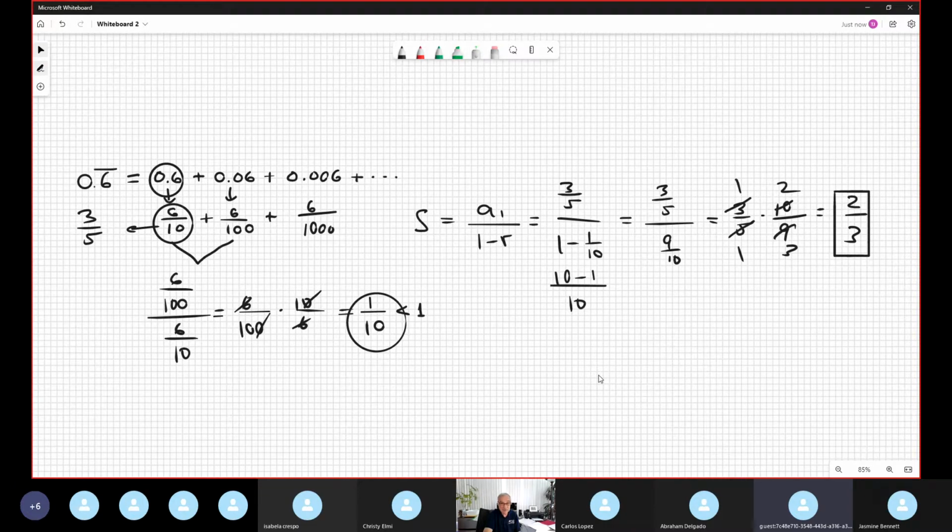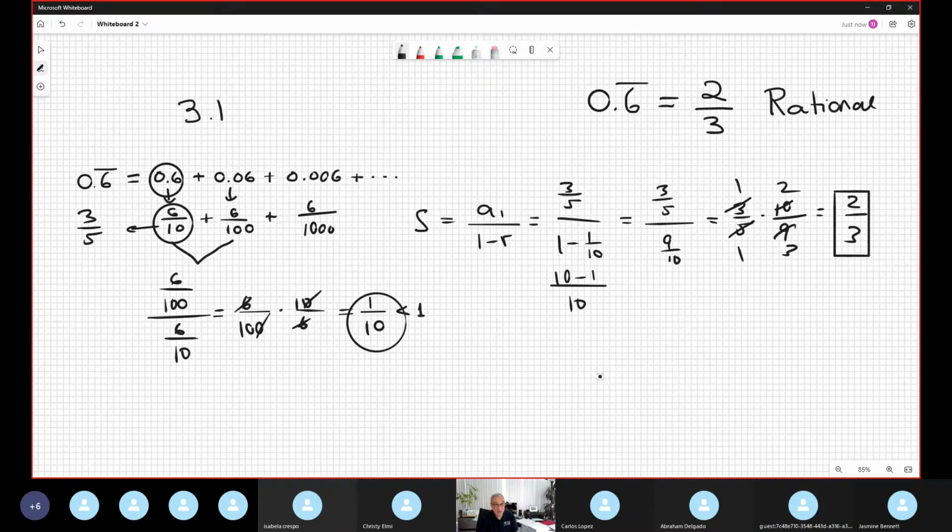So, my question is, this series converges or diverges? Converges. And my next question is, 0.6 repeated, is it rational or irrational? Rational. Absolutely, because 0.6 repeated, I prove mathematically that we can write it like a fraction. Therefore, it's rational. Entonces, when the decimal is repeated, it's rational. When the decimal is not repeated, it's, you know, it's crazy, like pi, 3.14159. Every digit is different. Entonces it's irrational.